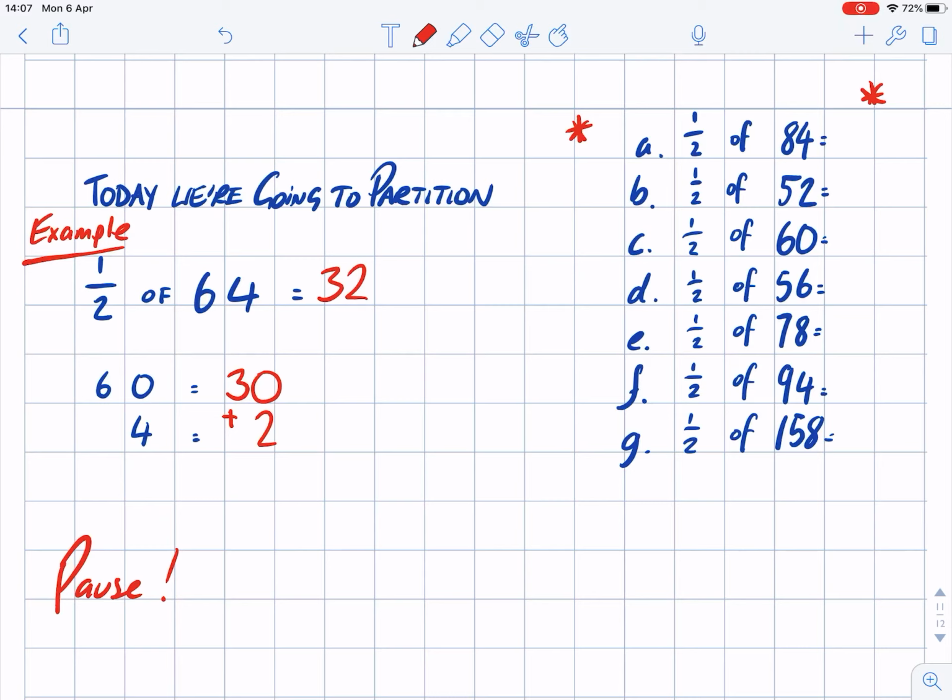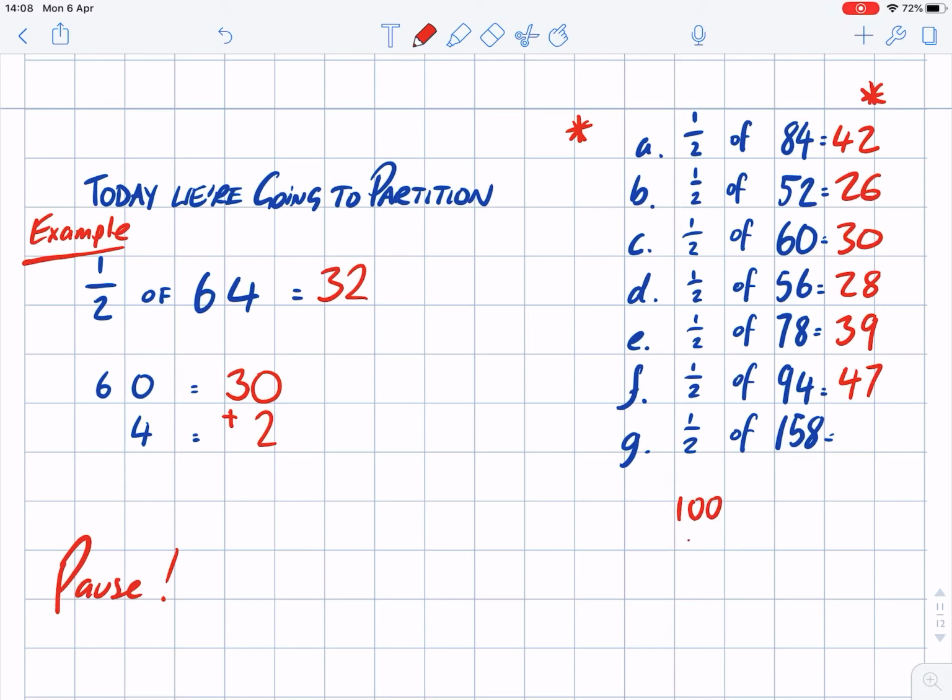Okay, great. So hopefully you found those quite easy, because we're going to be moving on to more complicated ones tomorrow. If I run through these answers nice and quickly now, half of 84 is 42. Half of 52: half of 50 is 25, and half of 2 is 1. Add those together, I get 26. Easy one there, 30. Half of 56 would be 28. Half of 78 would be 39. Half of 94, 47. And then the last one, half of 158.